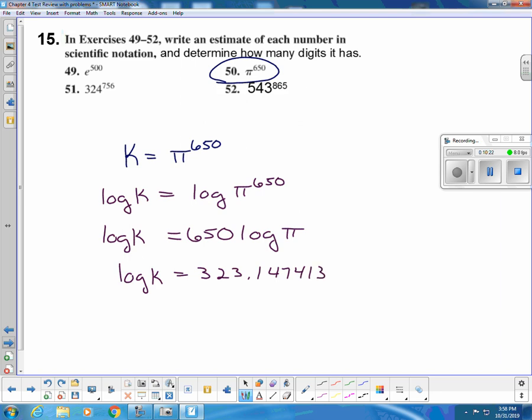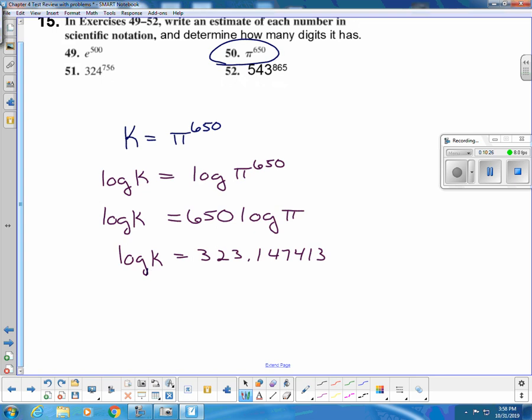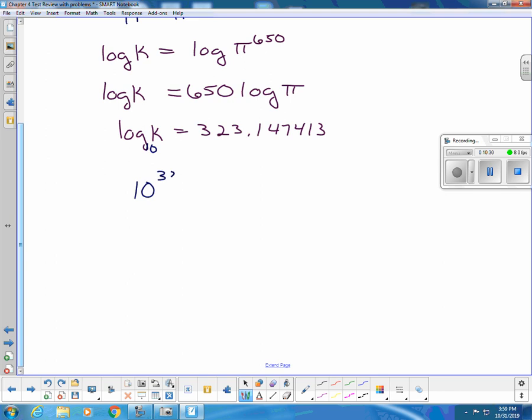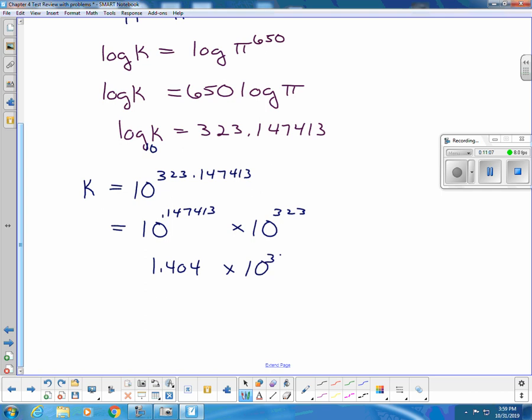So in scientific notation, we're going to rewrite this in exponential form. So 10 to the 323.147413 is what k equals. And I can split that exponent up between the decimal part of it times the whole number part of it, because remember, when you multiply like bases, you add the exponents. So I can split them like that. If I put this first 10 raised to the decimal portion in my calculator, I get 1.404, 3 decimals is enough, times 10 to the 323. So how many digits does this have? Well, we've got 323 here and 1 digit here. So you have 324 digits.